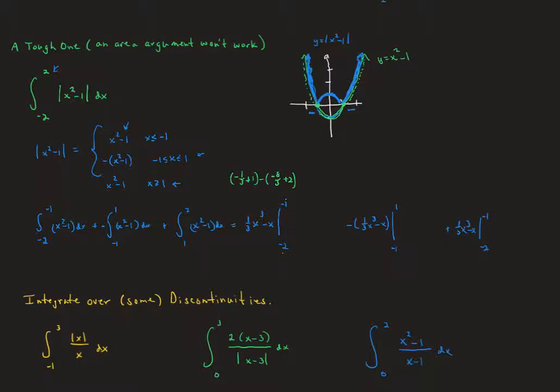There's the first part. Now we're going to get minus, and now plugging in the 1, 1 cubed is 1, so we're going to get a 1/3 minus 1. It's supposed to be a parentheses. Minus the lower limit, plugging in -1. -1 cubed is -1 times 1/3 is a -1/3. Minus -1 is a +1. Okay, that was our middle integral.